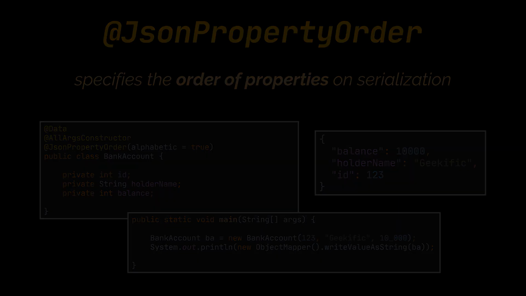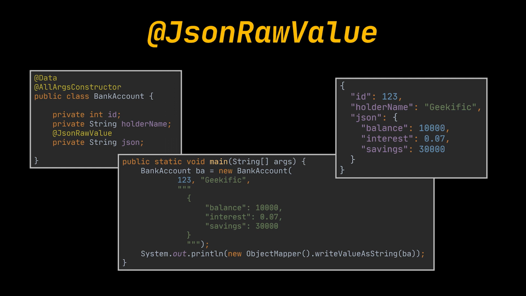Next is the @JsonRawValue annotation, which instructs Jackson to serialize a property exactly as is. In the following example, we use the @JsonRawValue to embed some custom JSON in our bank account class. As you can see, the JSON property, which is a string, was serialized as a JSON itself.